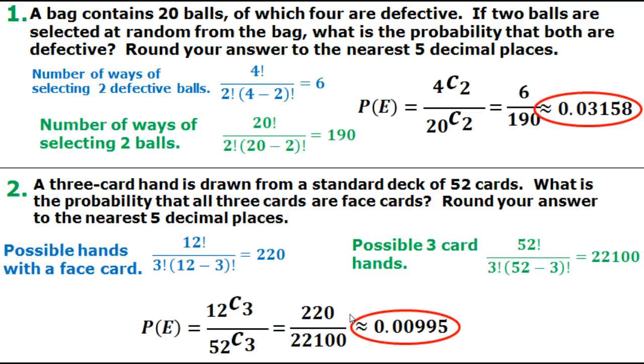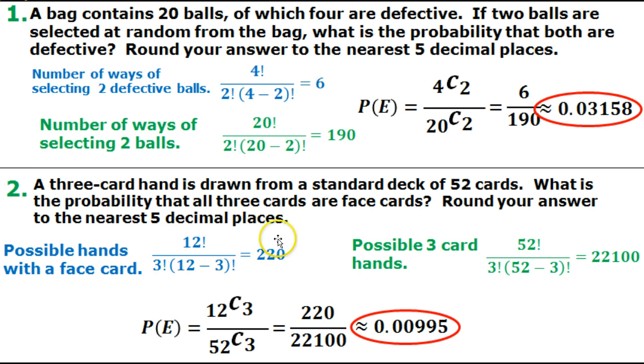Here are your answers. And again, if you want to, you can just plug this into your calculator. That will be just fine. These are 20 different balls. 4 of them are defective. However, we're only choosing 2 balls at a time. 2 balls are selected at a time. So the top would be a 4 choose 2. The bottom is still 20 balls. That's the total number, 20 choose 2.